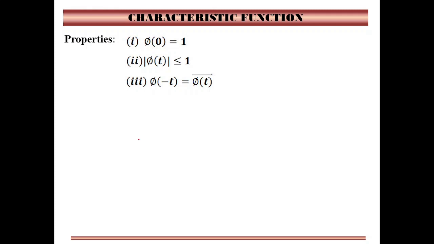Next we see some properties of the characteristic function. Phi(0) is equal to 1 and modulus of phi(t) is less than or equal to 1. That is, the characteristic function is bounded by 1. Then the third property, phi(minus t) is equal to phi(t) the whole bar. It's a conjugate function. So let us see one by one. So phi(0) is equal to 1.